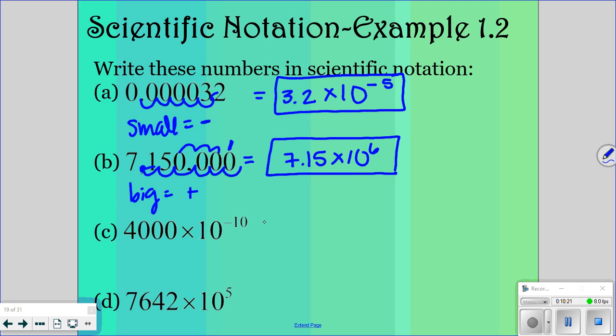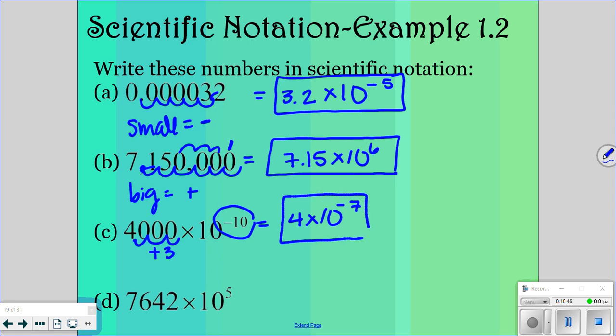Okay, looking at this one, we need to put it in scientific notation. So again, we're going to move 1, 2, 3 places. So we're going to have 4 times 10. Now we moved it 3, so that's a plus 3, but the exponent was already a negative 10. So negative 10 plus 3 is going to become a negative 7. And so that would be your answer.